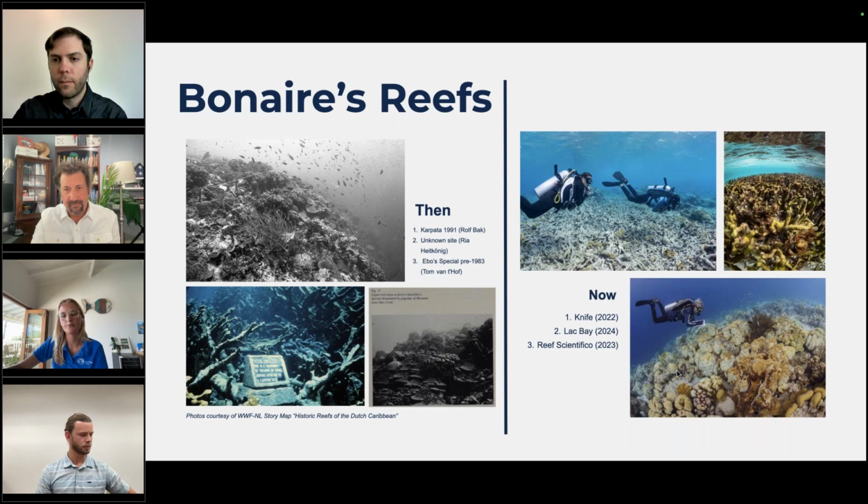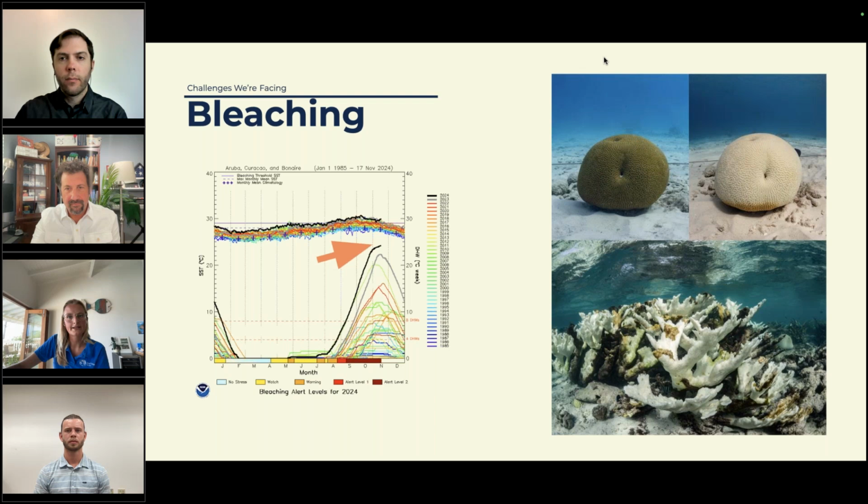So the picture on the bottom right, you can see actually some mass bleaching that we had just in 2024. And that's really one of the main things that we are struggling with right now. So coral bleaching, the past 2 years was really bad in the Caribbean region.